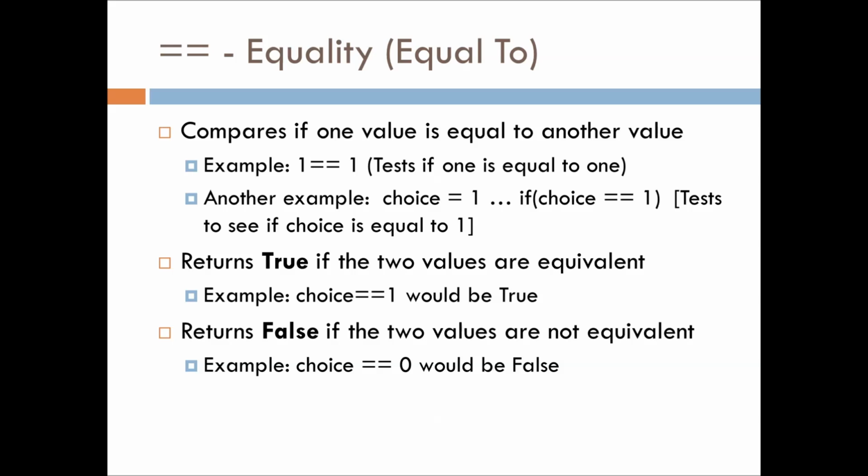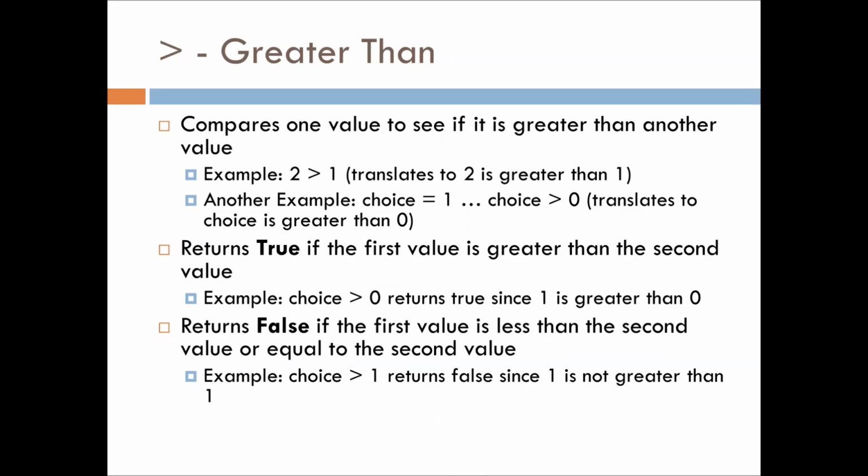So equality returns true if both values are the same. It will return false if the two values are not the same. So in the example for the true case, assume choice is 1, then if you were checking for choice being 1, it would return true. If you're checking if choice was 0, it would return false. Hopefully that makes sense, but we'll go into live coding just to go over that later.